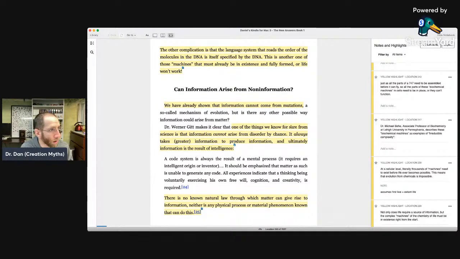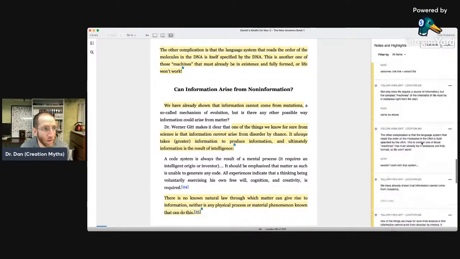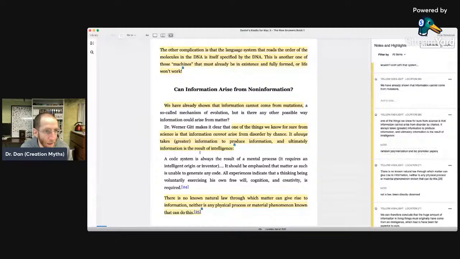One thing we know for sure from science, that information cannot arise from disorder by chance. It always takes greater information to produce information, and ultimately information is the result of intelligence. This is completely wrong, and I've cited a number of experiments that have completely disproven this statement. My two favorites are the paper on random polymerization. You incorporate random either RNA sequences or polypeptides into cells, and it has some beneficial phenotype.